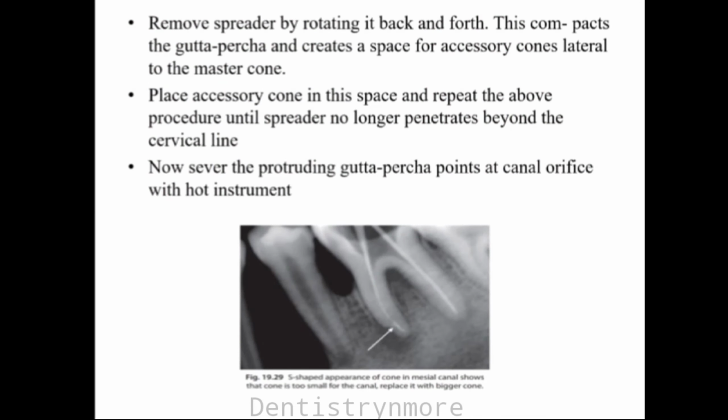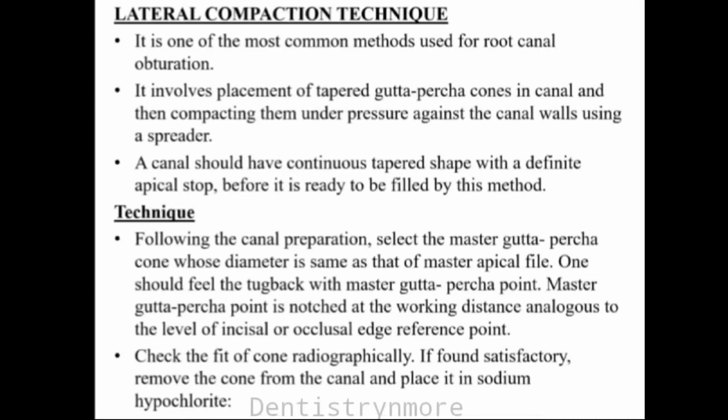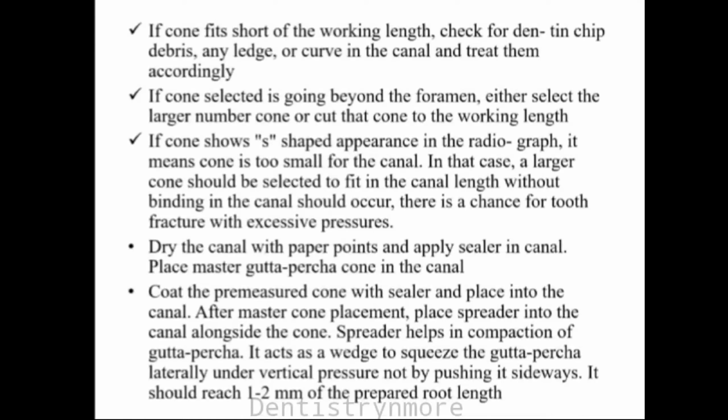So here you can see the technique. Following the canal preparation, the master gutta-percha cone is selected, which has the same diameter as the master apical file. Once we feel the tug-back with the master gutta-percha point, it is notched at the working distance and locked to the level of the incisal or occlusal edge reference point. The fit of the cone is radiographically checked, and if it is satisfactory, remove the cone from the canal, and sodium hypochlorite is placed there.